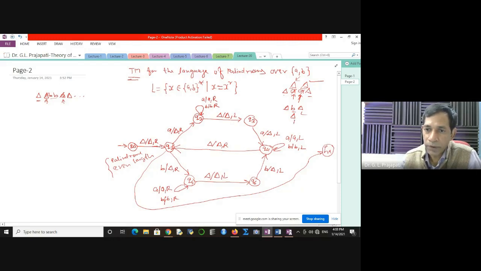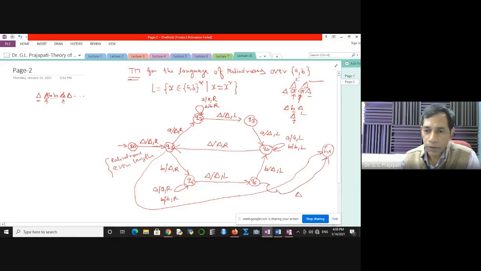Once you are coming left here at the q6, you have the blank symbol. So you have just deleted the midpoint. So this is the blank symbol. Once this is the blank symbol, it means this is the case of the odd length string. So from q6, you can go to the h.